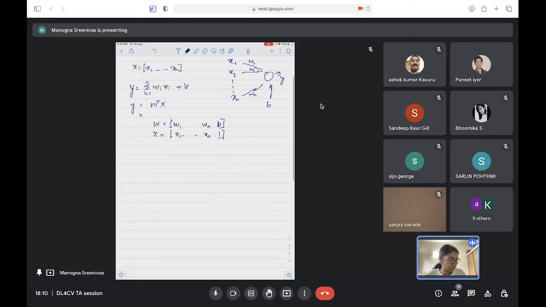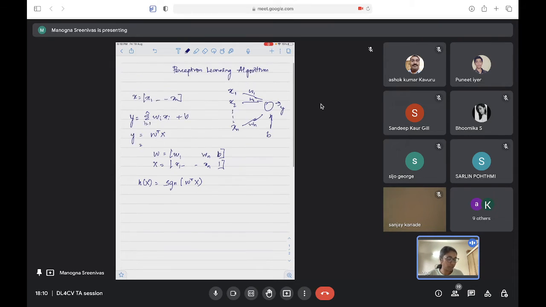So a classifier here is implemented as, given x, my classifier will simply be sign of W transpose X. So if it is greater than 0, then I will assign it as 1. If it is less than 0, I'll assign it as 0. So this is a simple perceptron.